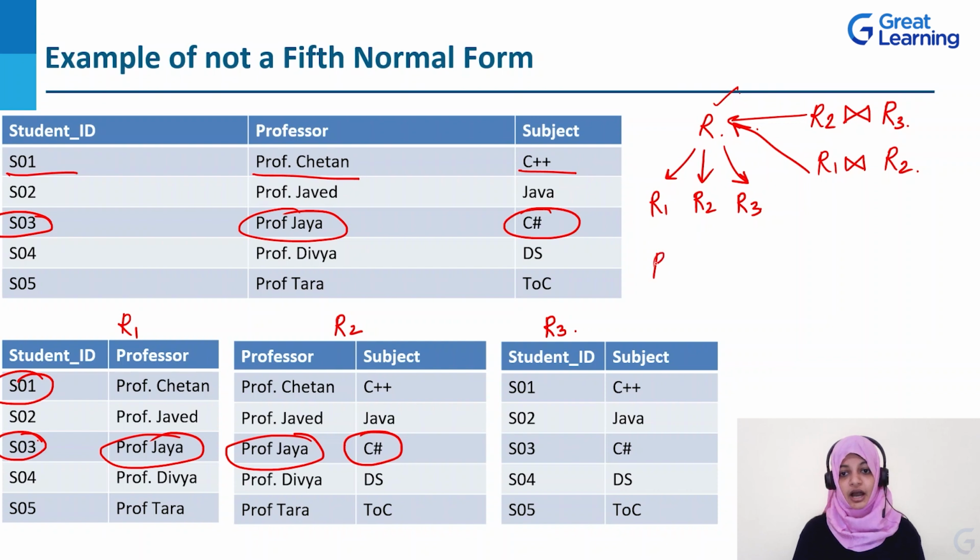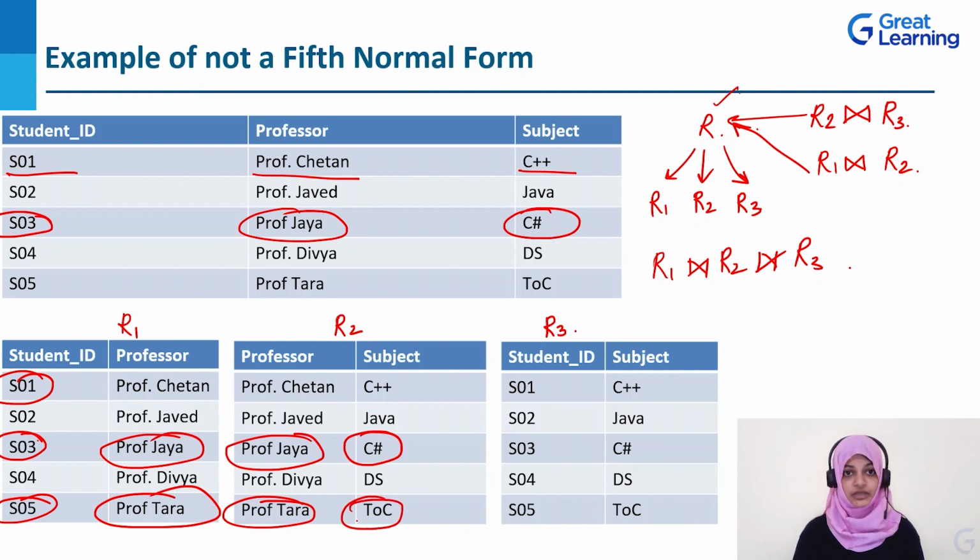Let us take the join R1, R2, and R3. Again, we can see that if we take S5, student S5 is actually studying under Professor Tara. Professor Tara is concerned with TOC, and TOC is something that is taken by student S5. Again, what we get as the result is that we've got our row 5. As a result, we can see that any combination of joins that are taken up for the sub-relations here will give us back the original relation.